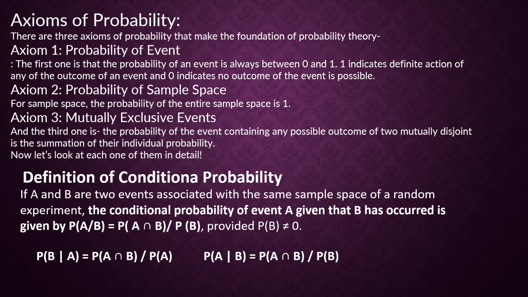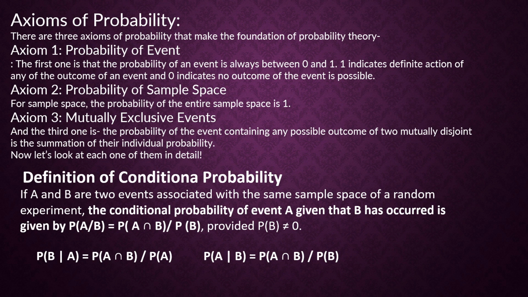These are some axioms of probability. There are three axioms of probability that make the foundation of probability theory. Axiom 1, probability of event. The first one is that the probability of an event is always between 0 and 1. 1 indicates definite occurrence of an outcome of an event, and 0 indicates no outcome of the event is possible. Axiom 2, probability of sample space. The probability of the entire sample space is 1.